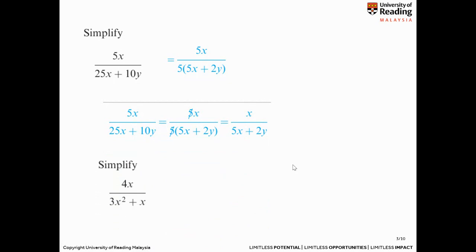Look at the next question, 4x over 3x squared plus x. Again, you look at the denominator. You can only factorize x. Let's work it out. Now check your answer. When you factorize x from the denominator, you get x bracket 3x plus 1. So the numerator and denominator have a common factor of x. You cancel the x, and that will give you the simplified fraction 4 over 3x plus 1.